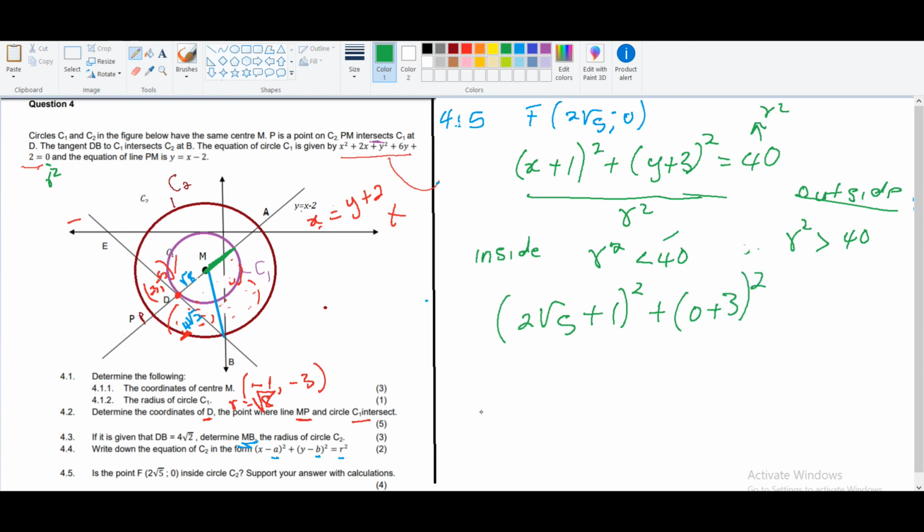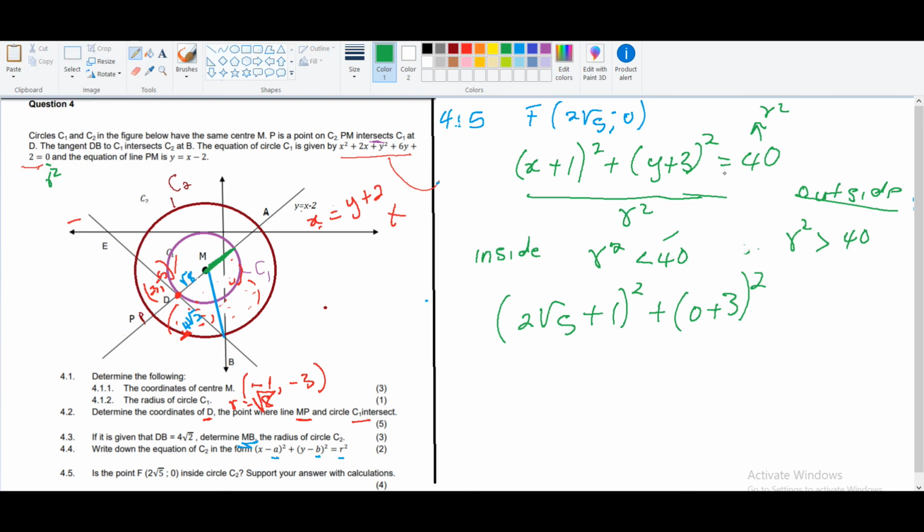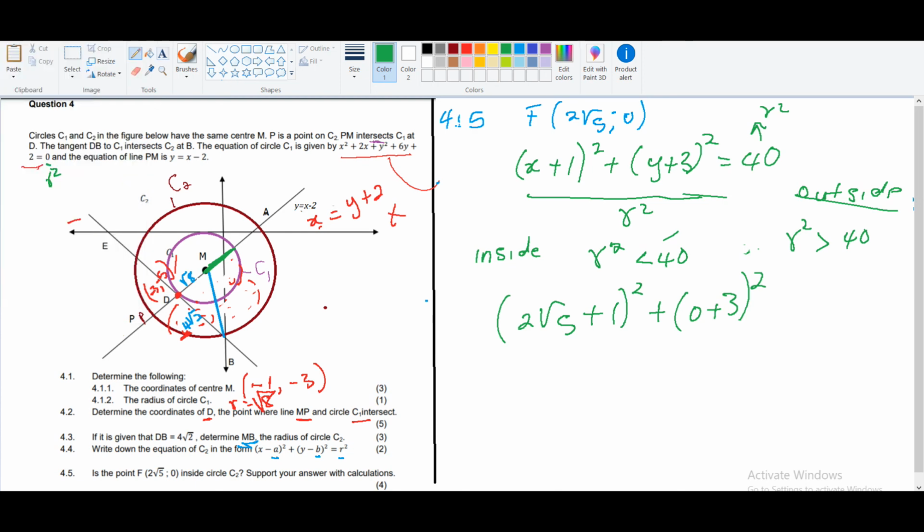Then we borrow our favorite friend, the calculator, to help us with the maths. Then we see what we get. Please learn to use your brackets. The brackets will help you in pressing the calculator. Please, it's 2 root 5 plus 1, all in brackets, squared, plus 3 squared. Our friend is very slow. So what do we get?